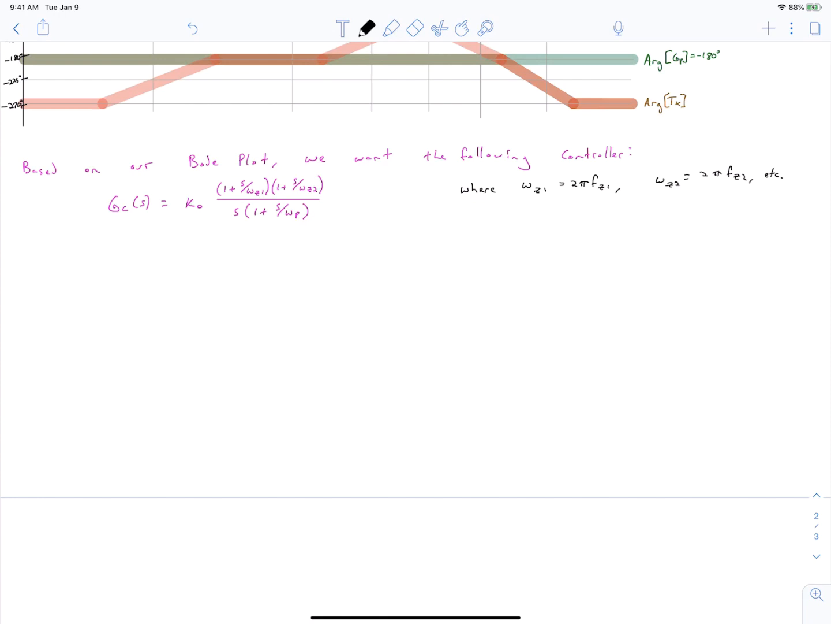Okay, great. So now we know the form of the transfer function, but how do we determine what these gains, omega Z1, omega Z2, and omega P, should actually be? In our design process, we have a design specification that we want to meet, and we're going to have that be in terms of our bandwidth and our phase margin.